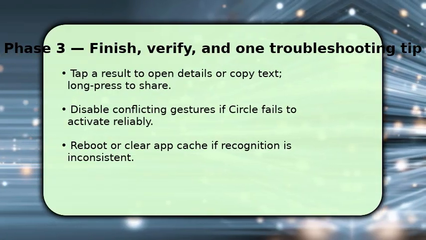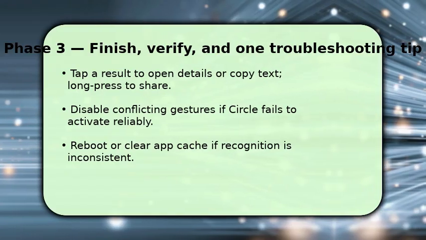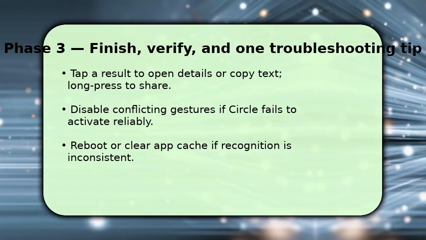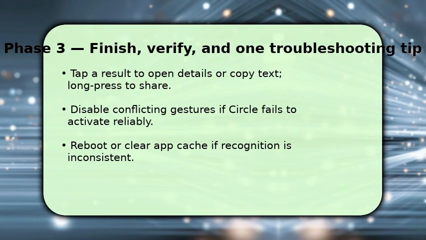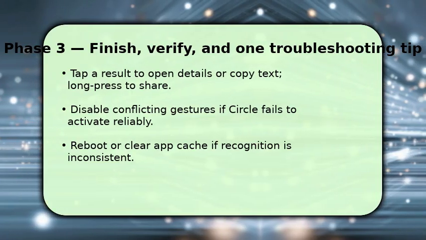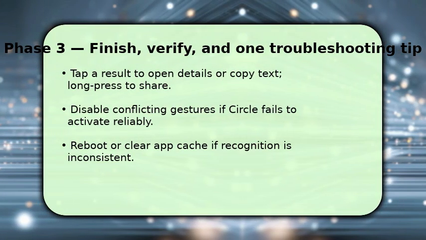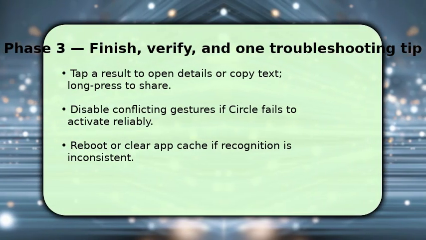accessibility services are allowed. If recognition is inconsistent, clear the Google app cache or reboot the phone. This often restores accurate selection detection. If problems persist, toggle permissions off and on to reset the feature. That usually fixes it.